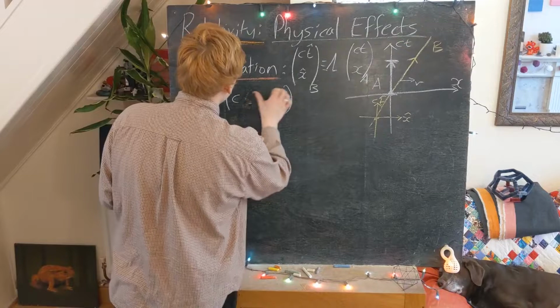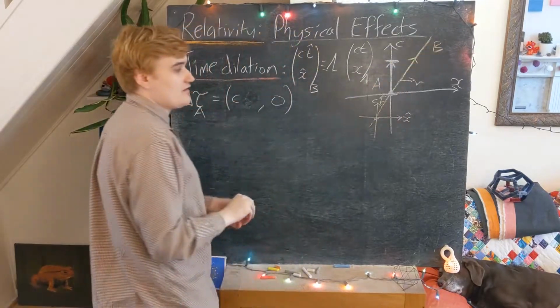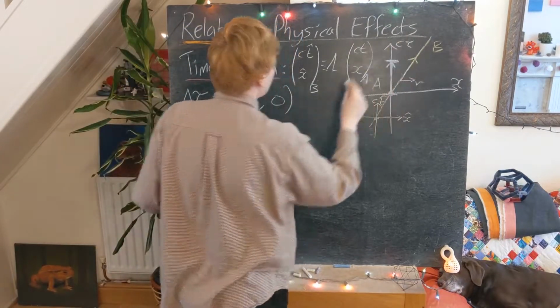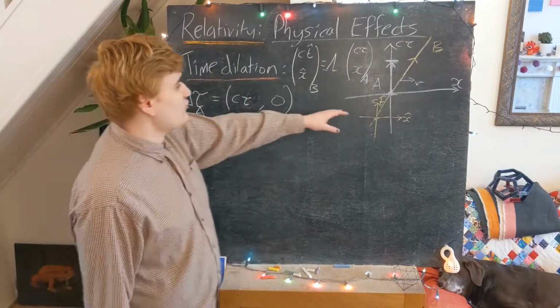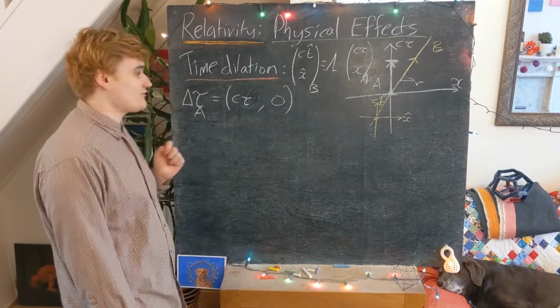And now what I could do, maybe to make this a bit clearer, is rename in the A frame the T coordinate just to be tau, and we're going to call that our proper time. And then we're going to see what happens to this proper time as we move into the B frame.